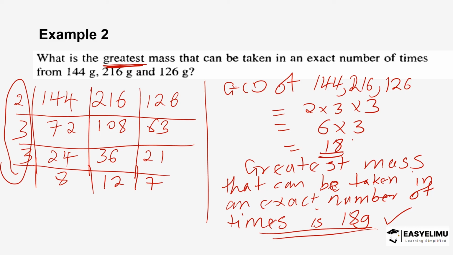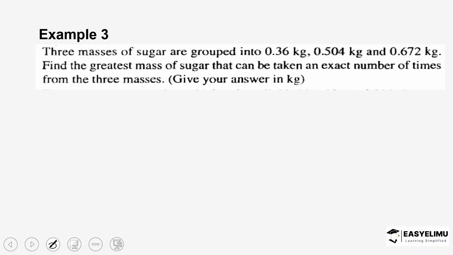So these are simple questions that are not really hard to tackle. So let's look at this example number 3, which should be the last example for this lesson. So we have 3 masses of sugar, which are grouped into 0.36, 0.504 kilograms, and 0.672 kilograms. Find the greatest mass. Again, you can see the word greatest has been used. So find the greatest mass of sugar that can be taken in an exact number of times from the 3 masses. So you see now this is having decimals.